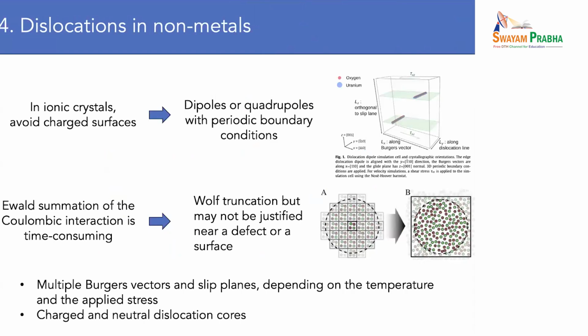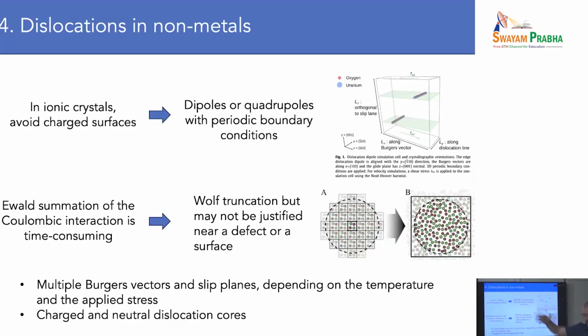Now, just one quick word for those who are not looking at metals. We haven't talked much about non-metallic systems. In particular, if you want to look at ionic systems, we've already said that we need to use dipoles or quadrupoles of dislocations to avoid free surfaces, because free surfaces will be charged and that will create interactions with the dislocations that we want to avoid. So the first thing is you always work with periodic boundary conditions, in this case, a dipole. Then you have these Coulombic interactions. The classical way to account for these is to do what is called an Ewald summation.